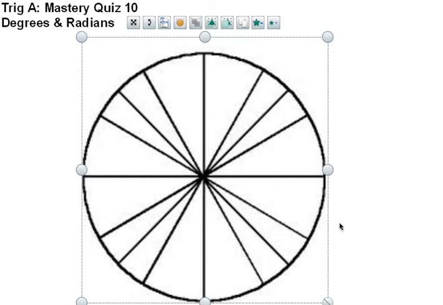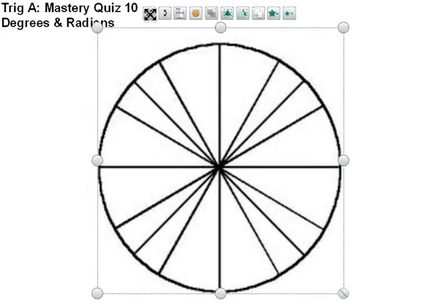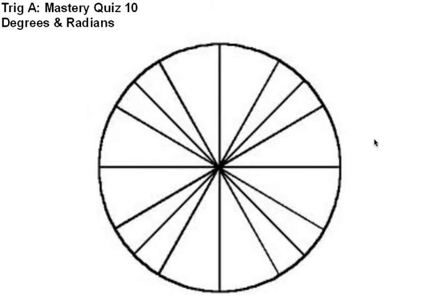Here we go, degrees and radians around the unit circle. On your quiz, you will get a unit circle that looks much like this, and you just need to fill in all the degrees and all the radians. I'm going to show you the way that I think about it.